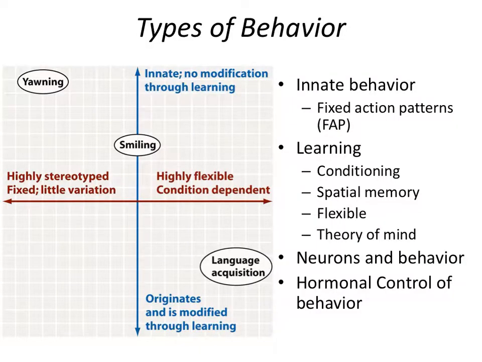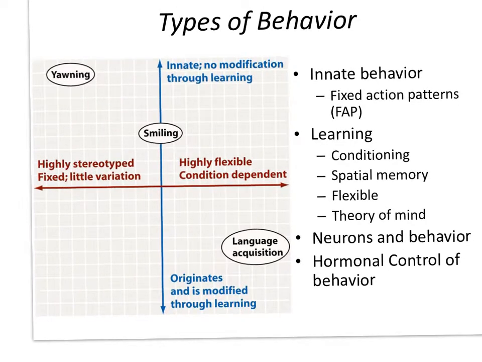Okay, so we remember we talked about this earlier. On the x-axis, we have highly stereotyped, fixed, little variation. In other words, if the cue, the stimulus is there, they'll do the behavior over and over and over. And it'll usually run until it's finished. So if it gets interrupted, they usually go back to square one. It's kind of like a batch program.